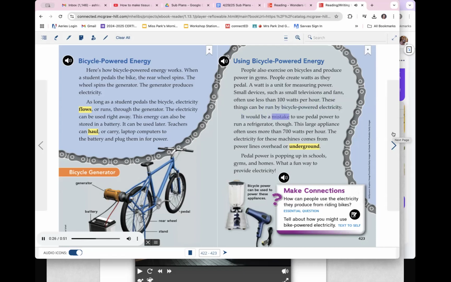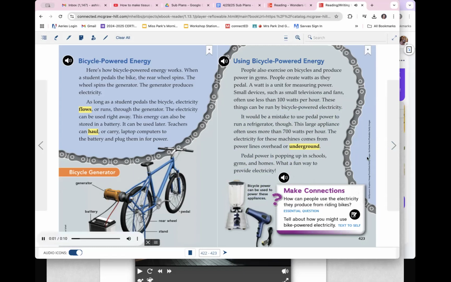It would be a mistake to use pedal power to run a refrigerator, though. This large appliance often uses more than 700 watts per hour. The electricity for these machines comes from power lines overhead or underground. Pedal power is popping up in schools, gyms, and homes. What a fun way to provide electricity. Bicycle power can be used to power these appliances.